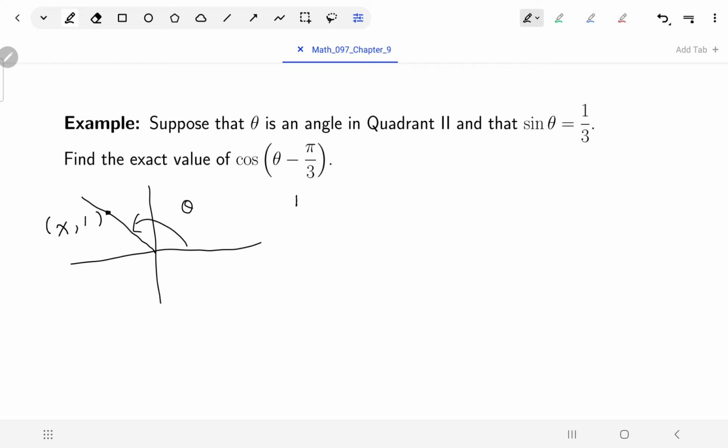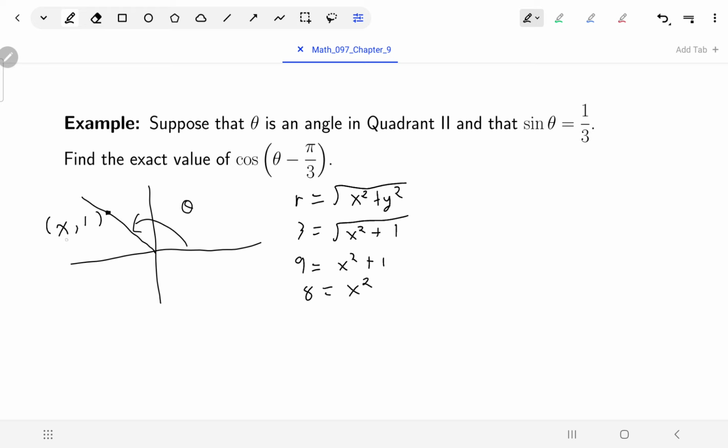So we'll solve for what x is, rather. We know what r is. Using the formula r is the square root of x squared plus y squared, y is 1, so y squared is also 1. Squaring both sides, we get x squared is 8.